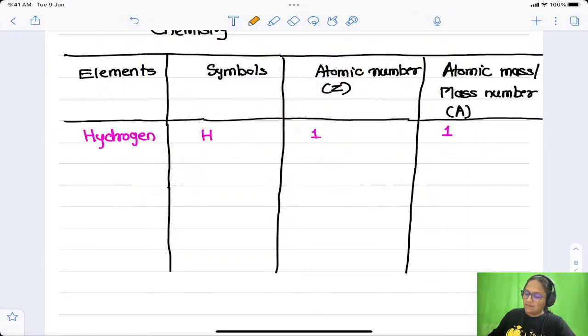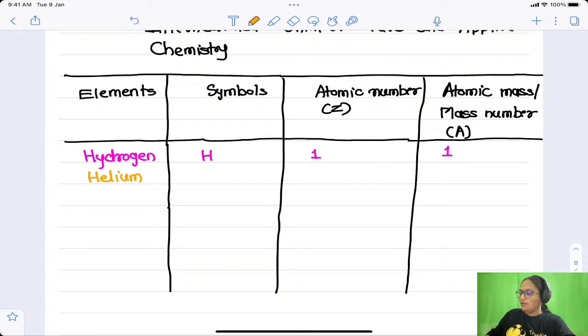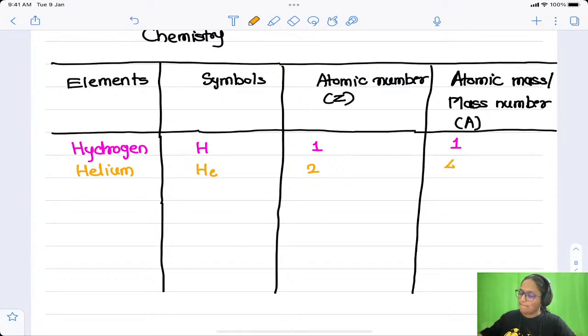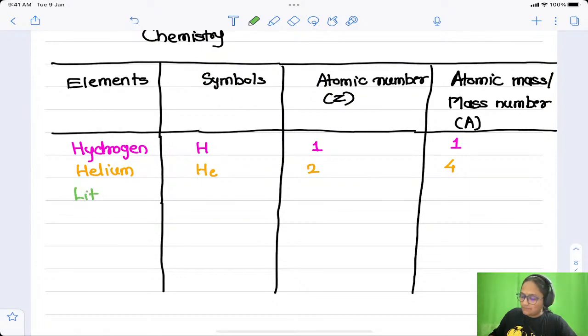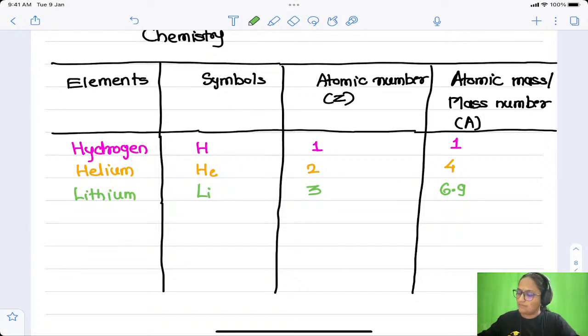Then after hydrogen, the next element is helium. As H is already used for hydrogen, we cannot use H again for helium. So its symbol is He, H capital, e small. The atomic number is 2. Mass is equal to 4. Next element is lithium. Symbol is Li. Atomic number is 3 and mass is 6.9, or the whole number I can write down as 7.